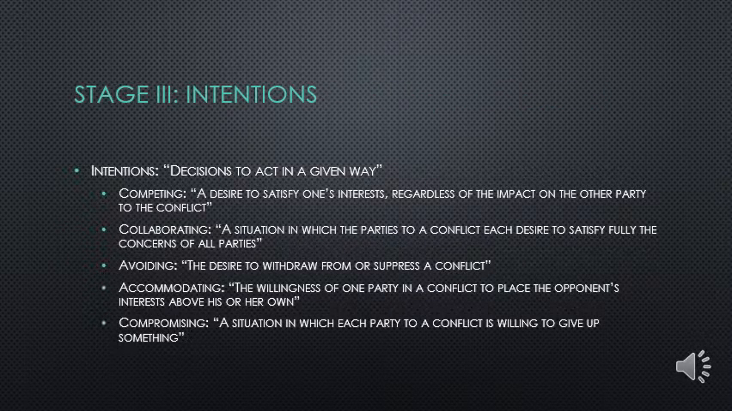Stage 3 is intentions. Intentions are decisions to act in a given way. Some intentions include competing, collaborating, avoiding, accommodating, and compromising. Competing is when someone wants to satisfy their own interests without caring about what it does to the other party. Collaborating is satisfying both parties' desires fully. Avoiding is suppressing or ignoring the conflict. Accommodating is one party being selfless and placing the other party's needs before their own. Compromising is when each party is willing to give up something.